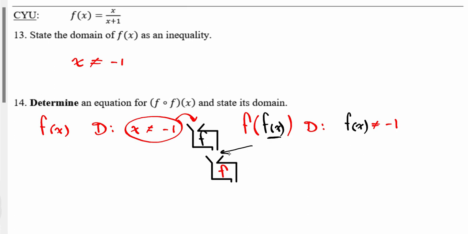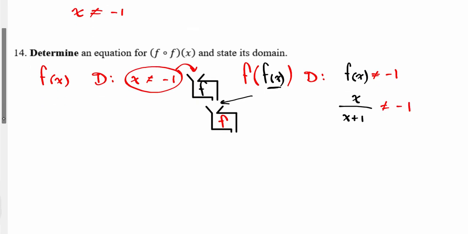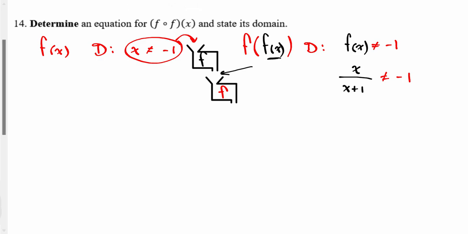My f of x function is x over x plus 1. That cannot equal -1. So as I go through and rearrange for this, I'll get x can't equal -x minus 1. Collecting the x's to one side, 2x can't equal -1, which means x cannot equal -1/2.